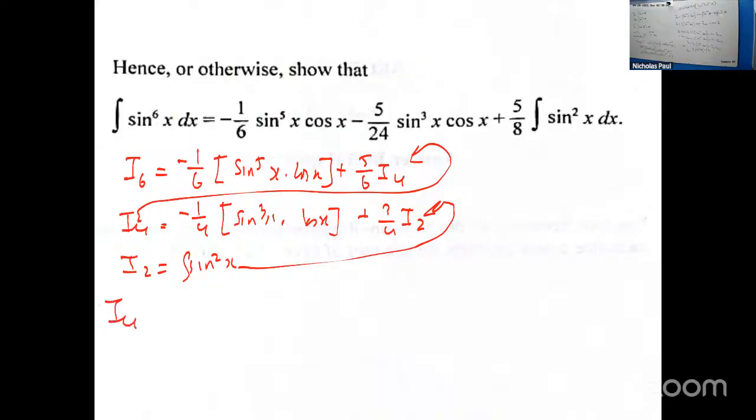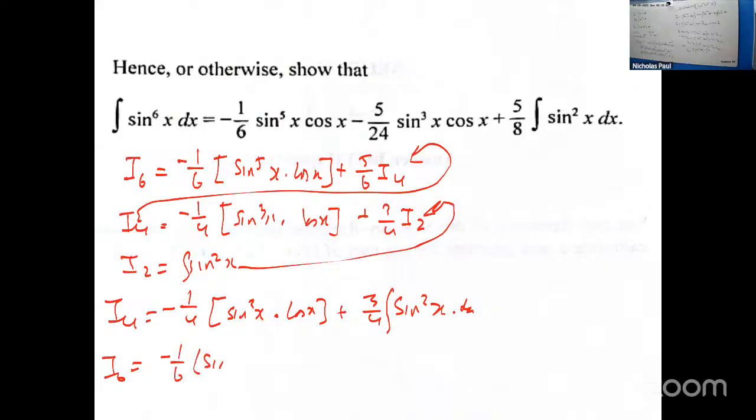Right, so now what does I4 become? I4 will be 1/4 sine cubed x dot cos x plus 3/4 by the integral of sine squared x. Oh, sorry, now scroll down. Thanks. Right, that's I4. And now I'm gonna help you find I6. I6 will be minus 1/6 sine 5 x cos x, plus 5/6 open brackets minus 1/4 sine squared x cos x.